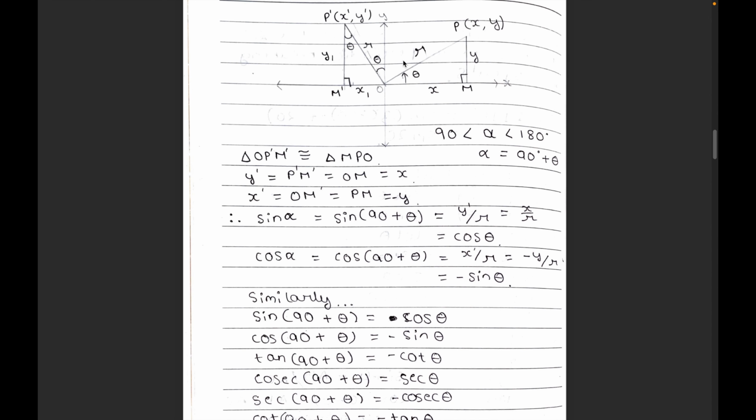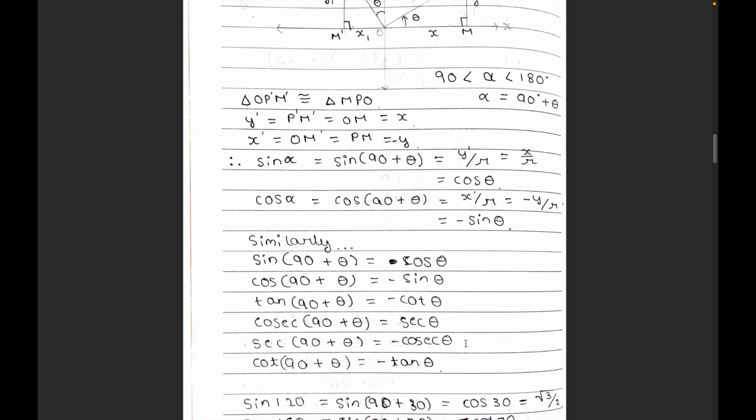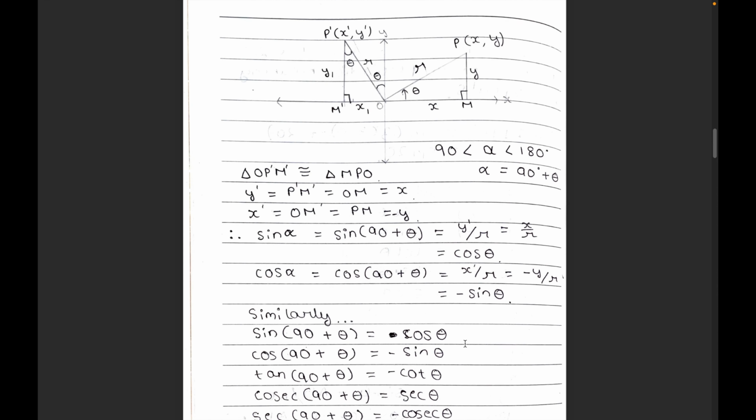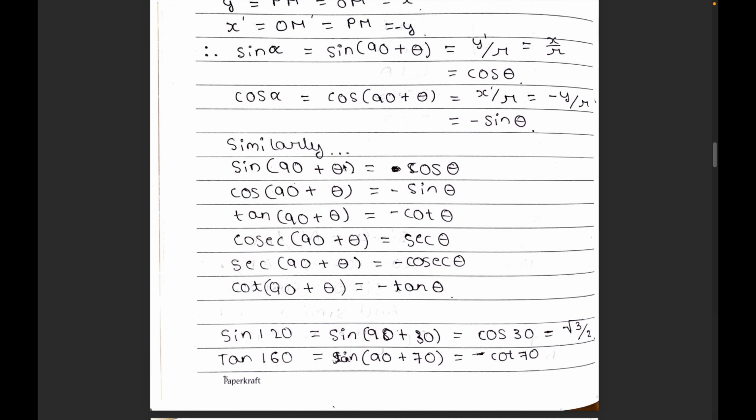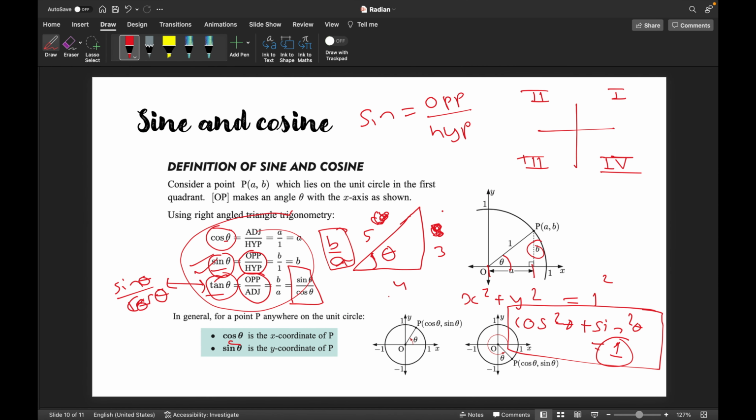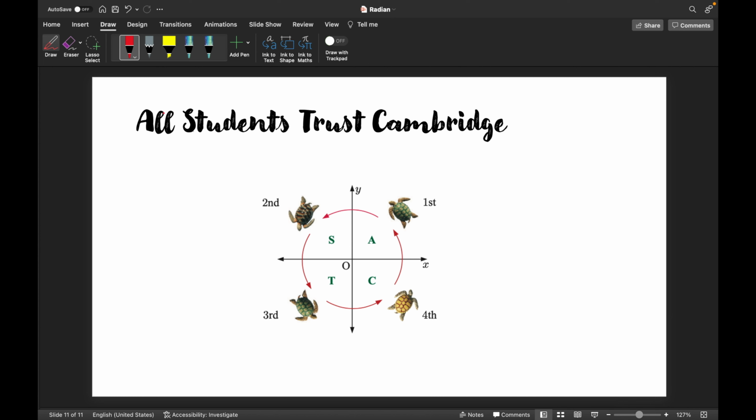Similarly, you don't really have to know how to derive it, you just need to know the formula. So sine of 90 plus theta would be cos theta, and cos of 90 plus theta would be negative sine theta. You might be confused why this is plus and this is negative. Let me show you this. So you'll have to remember this.